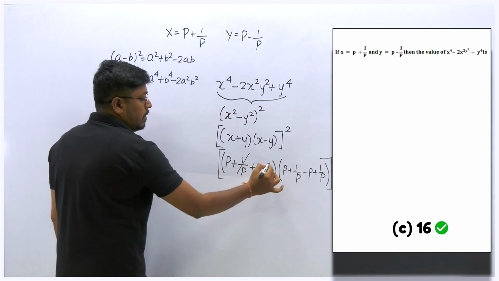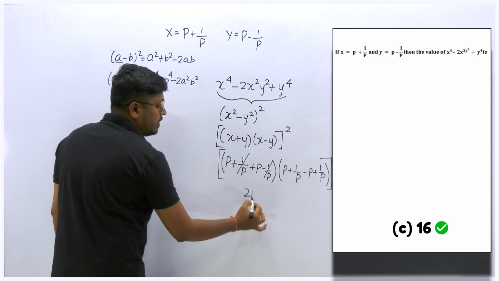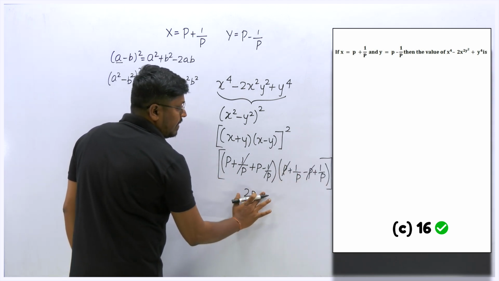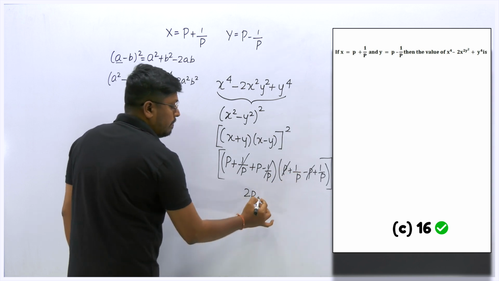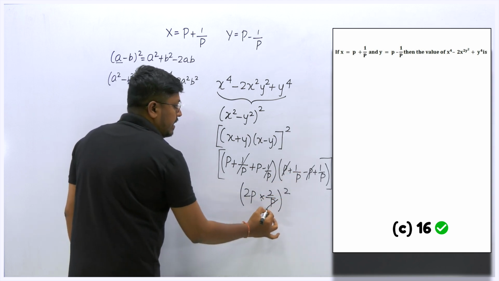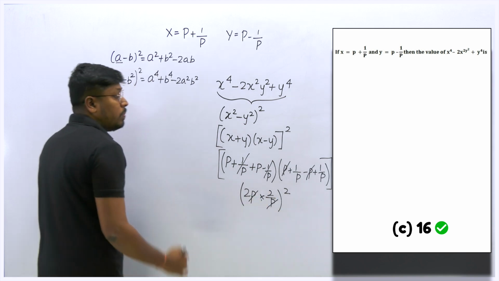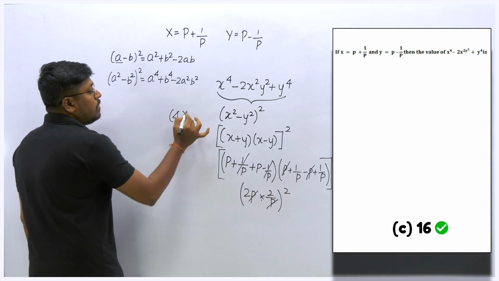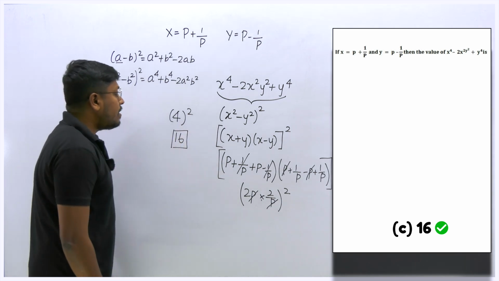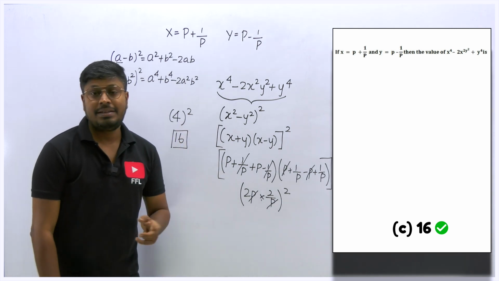We can cancel 1 by p and minus 1 by p. Resultant will be 2p. And this will be plus, here we have 1 by p, which will be 2 by p. So 2p into 2 by p the whole square. We can cancel p and p here. So 2 into 2 will be 4. So 4 the whole square is equal to 16. So finally we got the answer for the second question as 16.